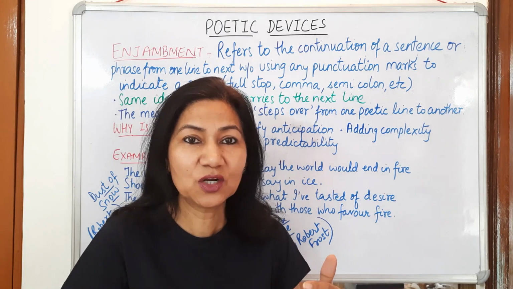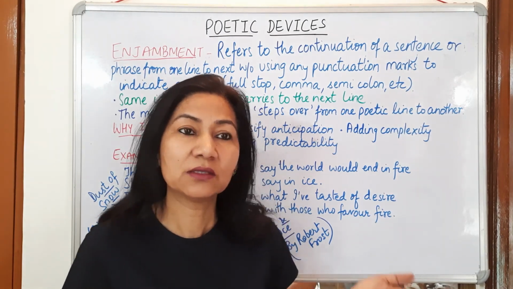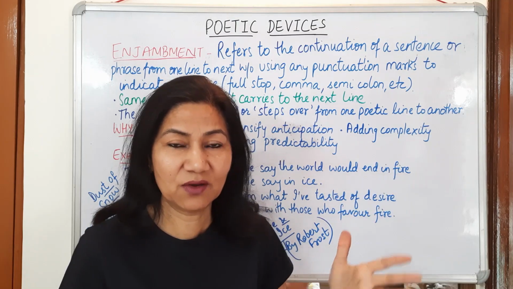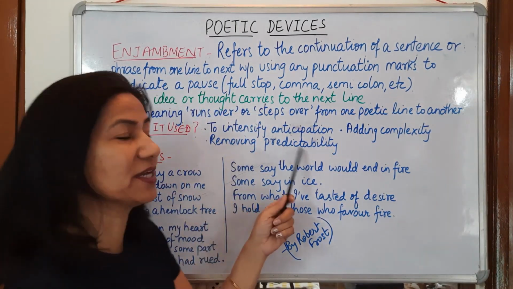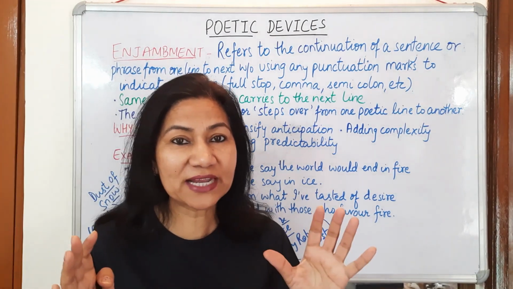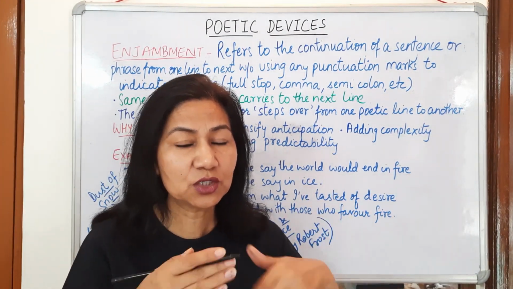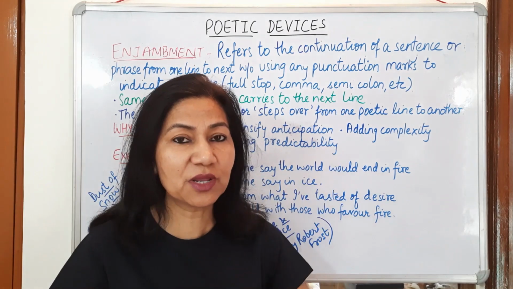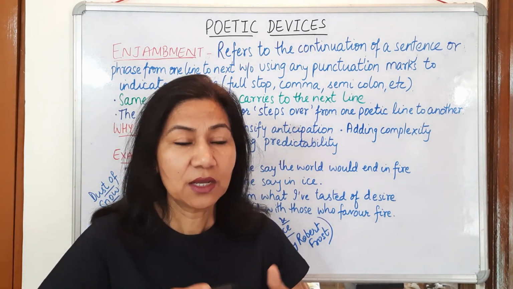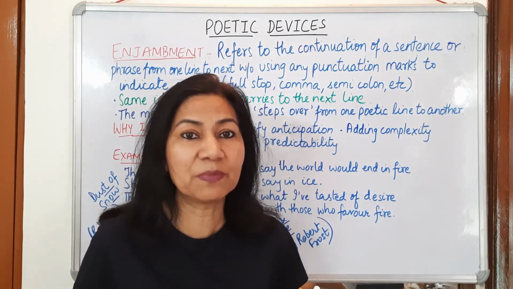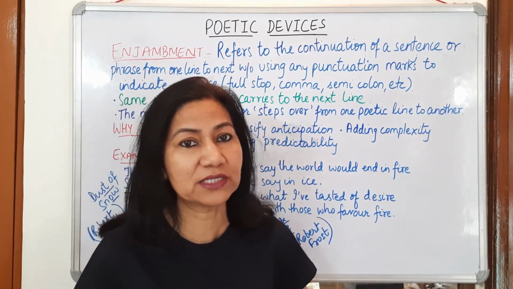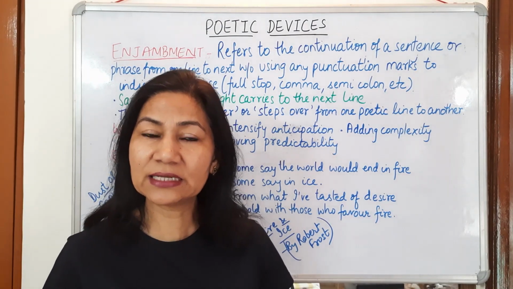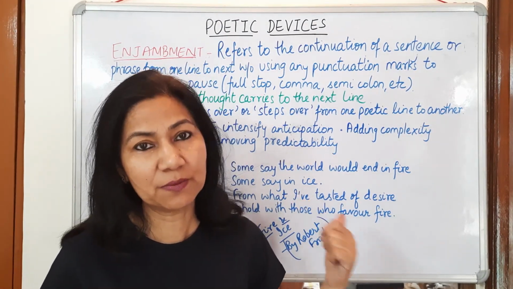So to add more complexity to it, the poets use poetic devices, and enjambment is also one of them. Then removing predictability. So you cannot predict that the idea has finished here. So that predictability is removed from your mind and you are curious to know what will happen next. So that is why the enjambment poetic device is used by the poets. Now let's understand it more with the help of some examples.